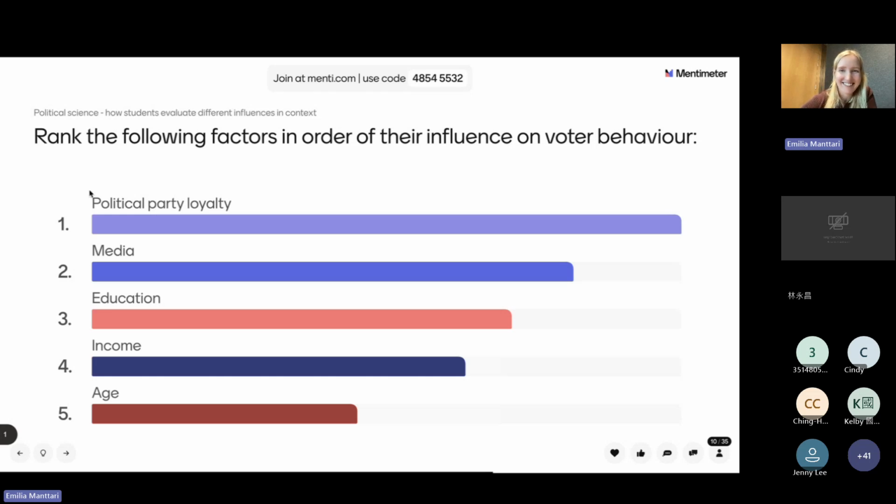So perfect. We have right now political party loyalty as the number one. Then we have media, number two, education, number three, followed by income and age being the lowest one. And then, of course, if you wanted to start conversations, classroom discussions, or debates based on this, that's also something that you can do. So you could ask this question and then open up the floor for people to defend their perspective or maybe talk about the arguments other people might have if they answered differently.